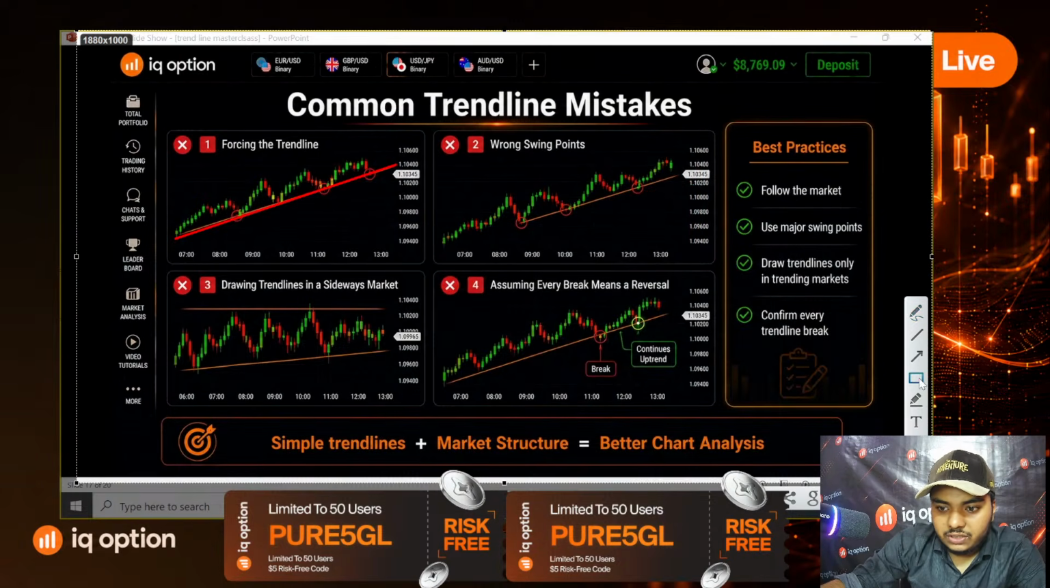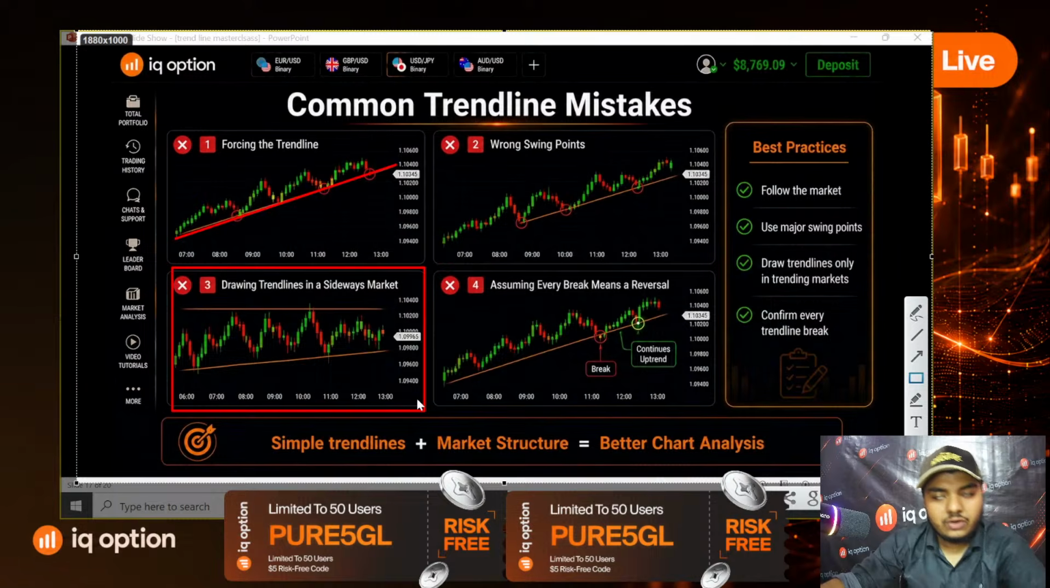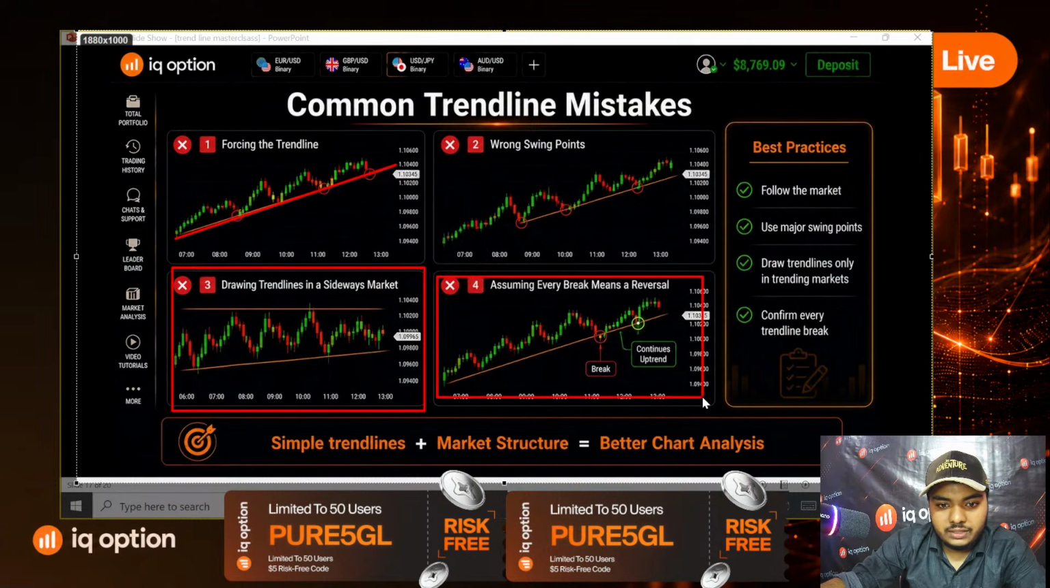So let's see the second one: we do not draw our trend line on a ranging market, because a trend line is only dedicated to a trend. So we have to avoid drawing our trend lines on a sideways market. And the third, assuming every breakout, every break means a reversal. No.